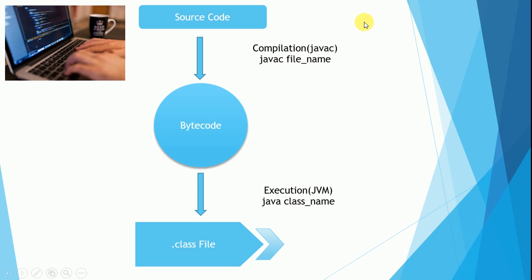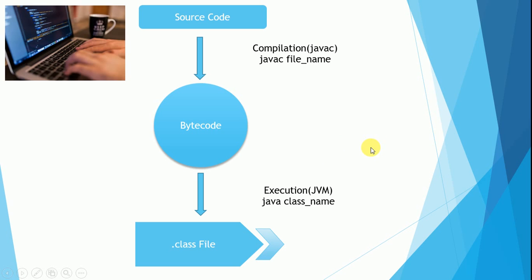I forgot to mention the syntax. The syntax for compilation is javac space file name, and the execution syntax is java space class name. So in compilation the file name is required, but in execution the class name is required. Just keep in mind these two syntaxes.